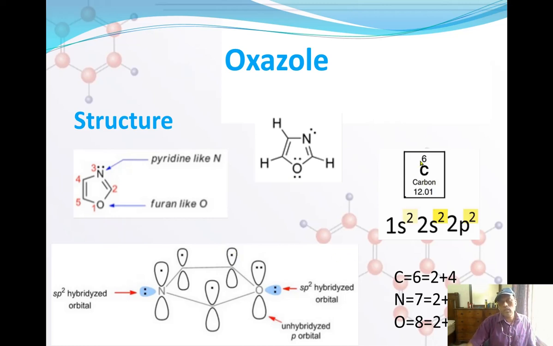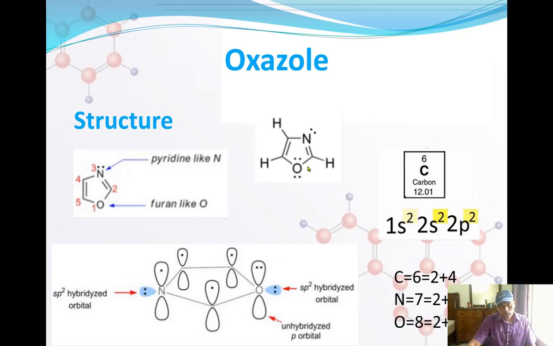So next is the nitrogen. Nitrogen having atomic number 7, means 7 electrons, that means 1 more electron than the carbon. The 1 extra electron is going to be in one of the sp2 hybridized orbitals. It is not going to be in the unhybridized p orbital. But in case of pyrrole, it's going to be in the unhybridized p orbital. So in here it is going to be in the sp2 hybridized orbital.